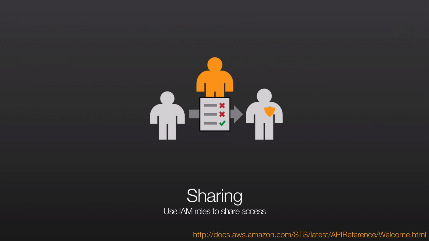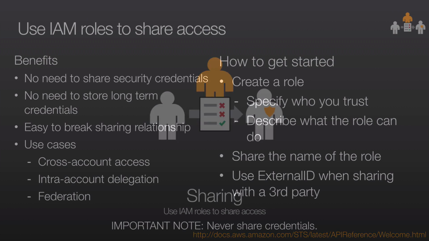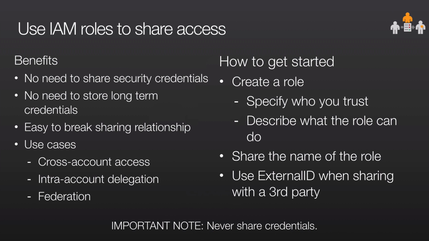There are circumstances where you may want to provide security credentials to third parties, and you can do this using IAM roles. There's some documentation there about the Security Token Service, which is an AWS API endpoint that deals with credential sharing and the provision of temporary security credentials. And this removes the need to share security credentials over the long term or store them.